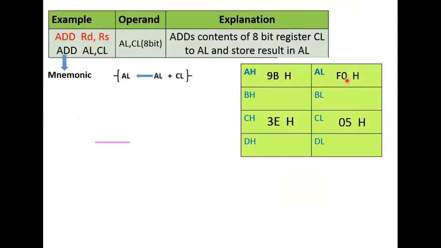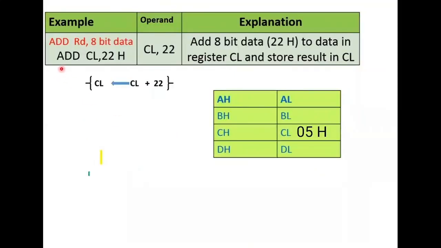So see this, here in AL we have F0 and in CL we have 05. Now we are going to add this F0 and 05. After adding we are getting F5, and this F5 is stored in AL. This is the addition of 8 bit values. So 8 bit addition we performed, and finally we got the F5 value, and that F5 value is stored in the destination operand.